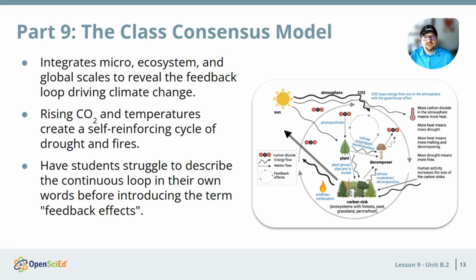Students look at their group checklist, negotiate how different processes connect, and try to link micro-level ecosystems and global-scale carbon cycling. This is the synthesis moment where they map out the self-reinforcing cycle of rising CO2, higher temperatures, drought, and fires.